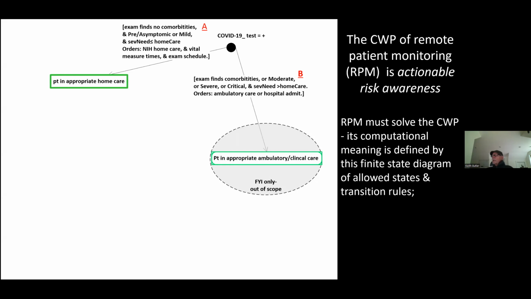So we assert that the CWP, the cognitive work problem of remote patient monitoring, is actionable risk awareness. And the space that we're going to show is the computational definition of that. RPM has to solve this, and it is a finite state diagram. It has to handle care transitions per the NIH 2019 COVID guidelines.